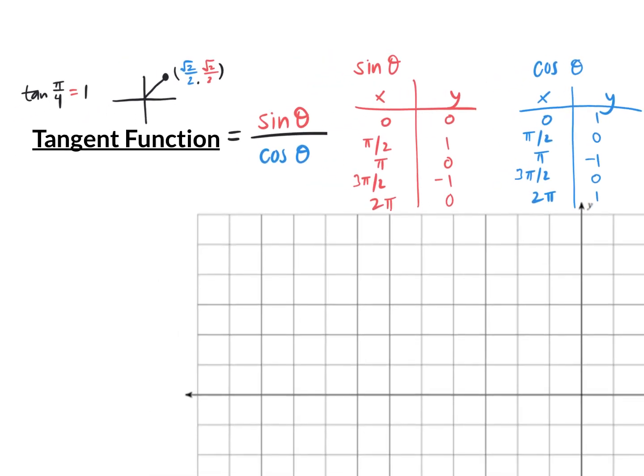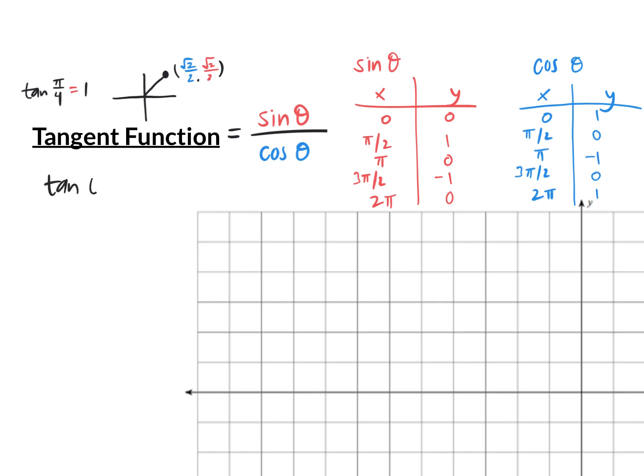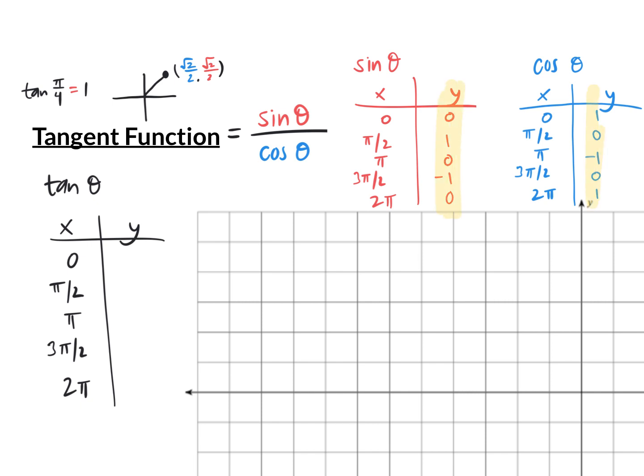Okay, so then if I'm looking at tangent, I'm going to write my x, my y's again. My same 5 values. And now to find my y value, I'm going to do this ratio of sine over cosine. So I'm looking at the y values of sine, and I'm dividing those by the y values of cosine to find out what my tangent value is. Does that make sense? Okay.